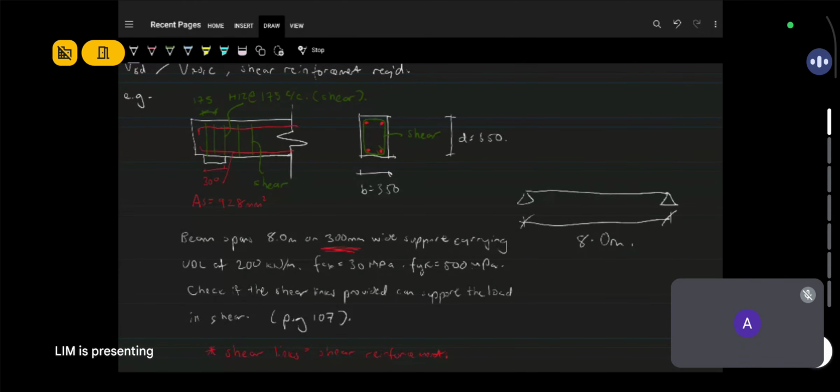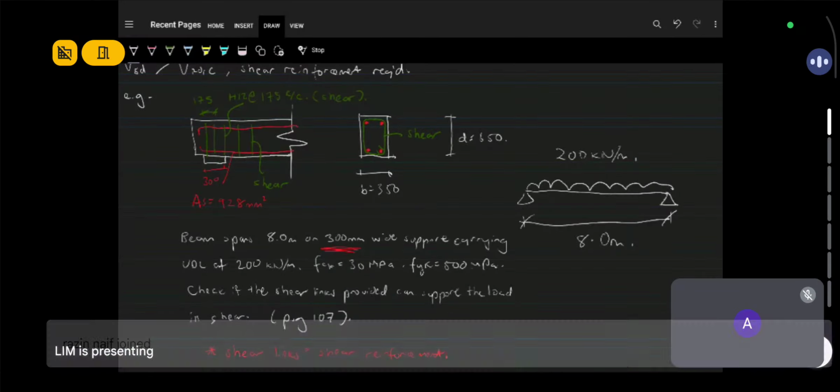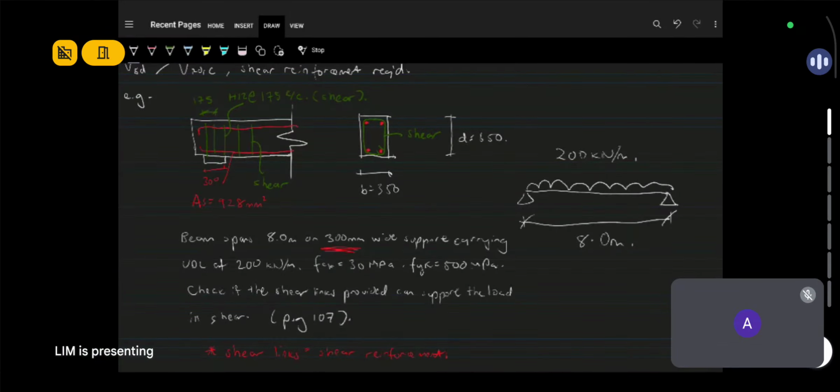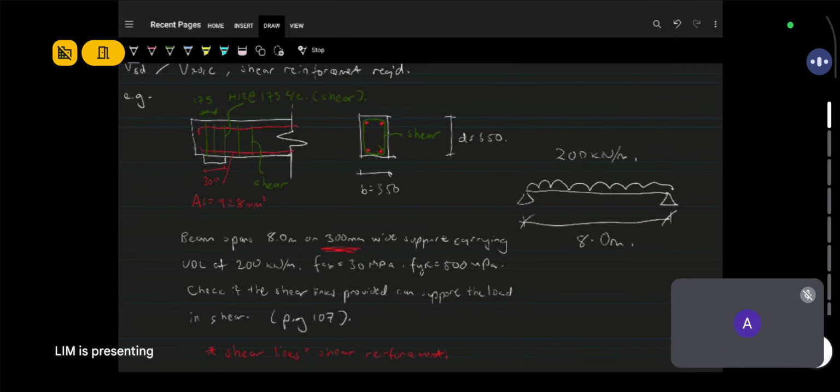The beam spans 8 meters. It's carrying a UDL of 200 kilonewton per meter run. Concrete grade FCK is 30. The reinforcement grade FYK is 500. And I've given you the links. The links have been provided.